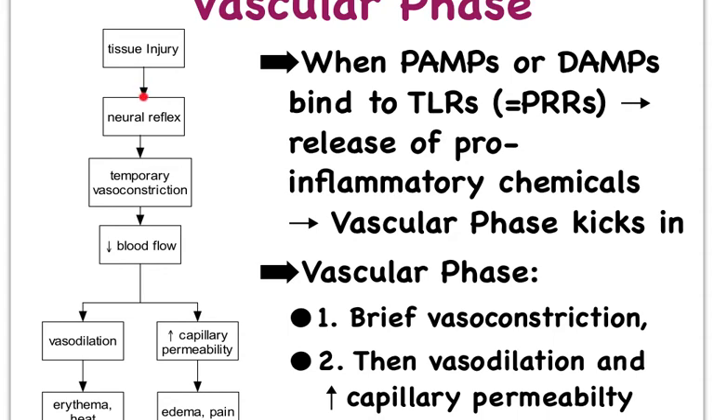Initially, that creates a nervous reflex where the smooth muscle of the blood vessel will begin to constrict, therefore closing off the vessel so that the blood is not just going to start leaking out all over the place. Of course, that is going to reduce the blood flow, but that is very short-lived, because then the actual vascular phase continues with vasodilation and an increase in the permeability of the capillaries.